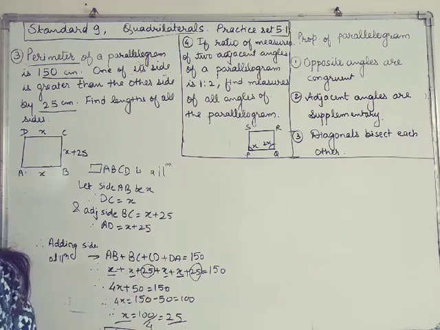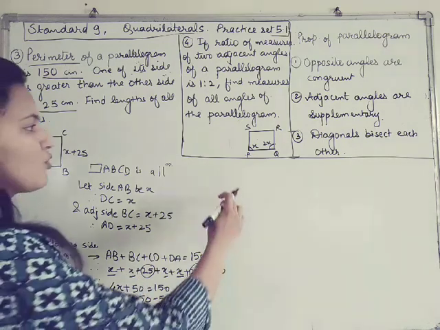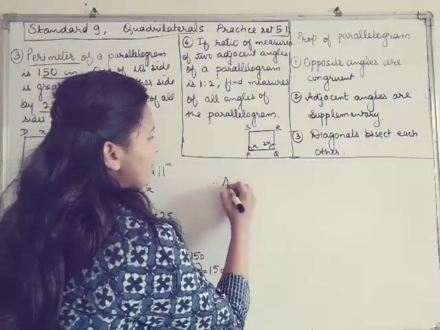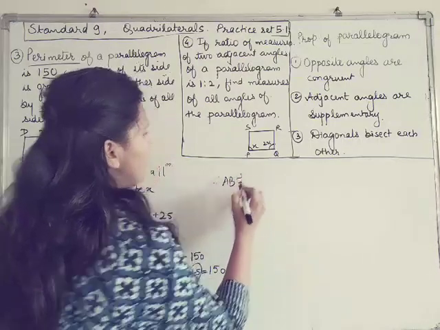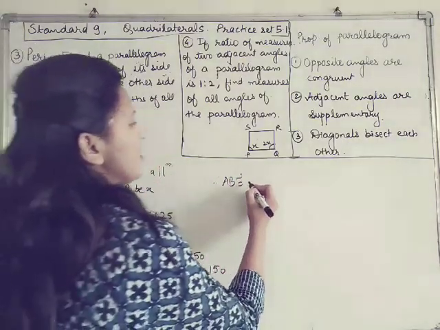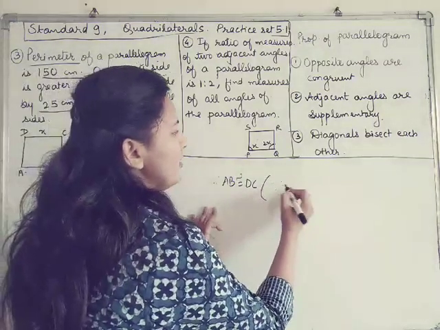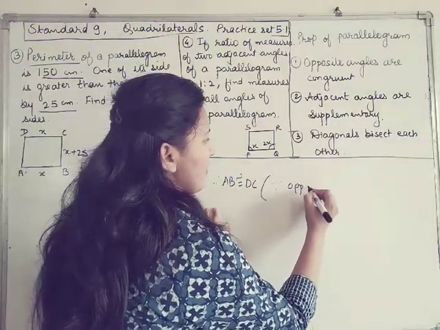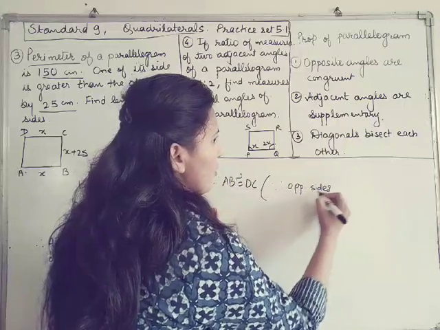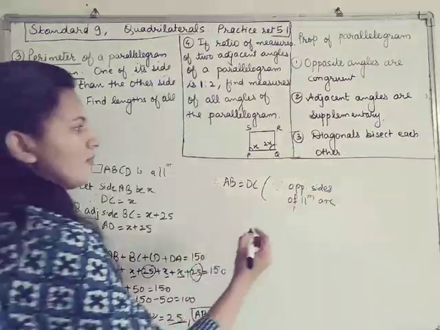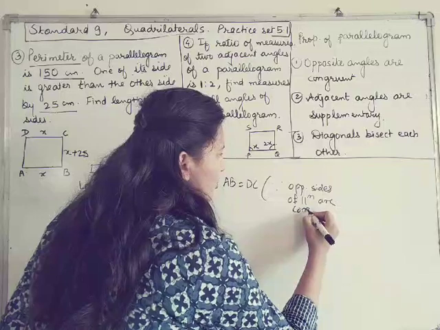So AB is 25 centimeters. Okay. So now AB is congruent to DC or CD. We are using the property known as opposite sides of a parallelogram are congruent. So it is congruent.